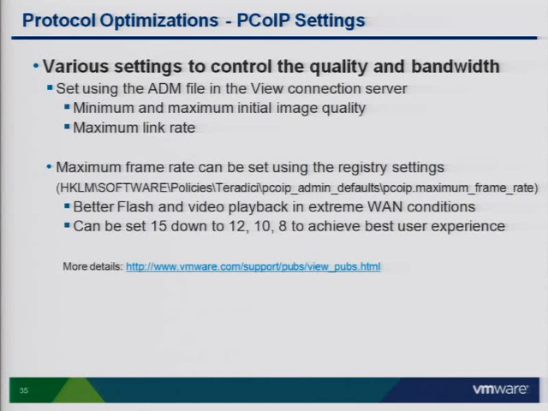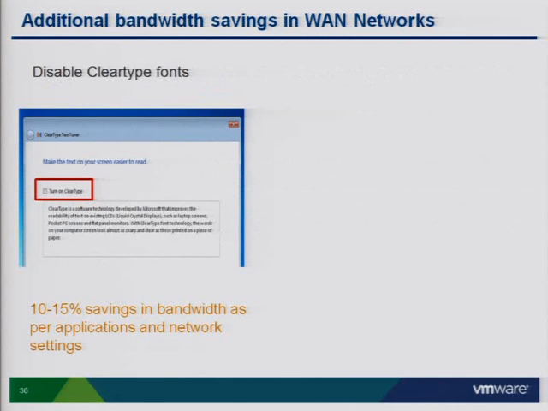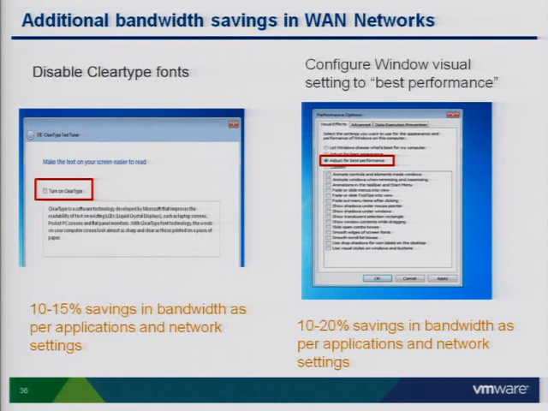It first builds to lossless. For example, if you have link sharing that interferes with other users' performance, there are a few parameters that can be set using the ADM file on the server. Look at the initial image quality: the maximum is 90, the minimum is 70, and the mean is 70, which are the settings we are providing with View.